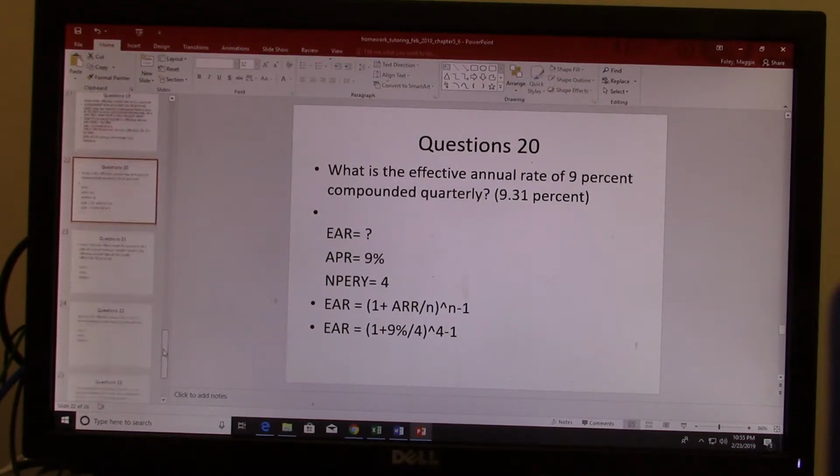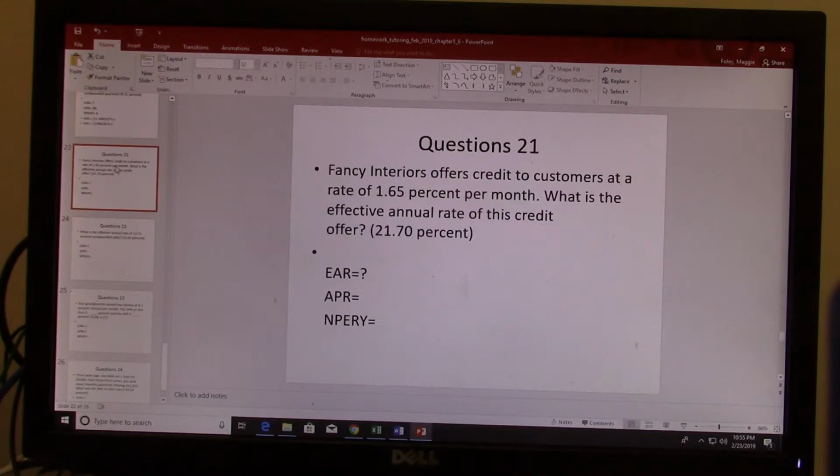Question number 21. Okay, Fancy Interiors offers credit to customers at a rate of 1.65% per month. So this is the monthly interest rate. What is the EAR of this credit card? So this is the credit card rate.